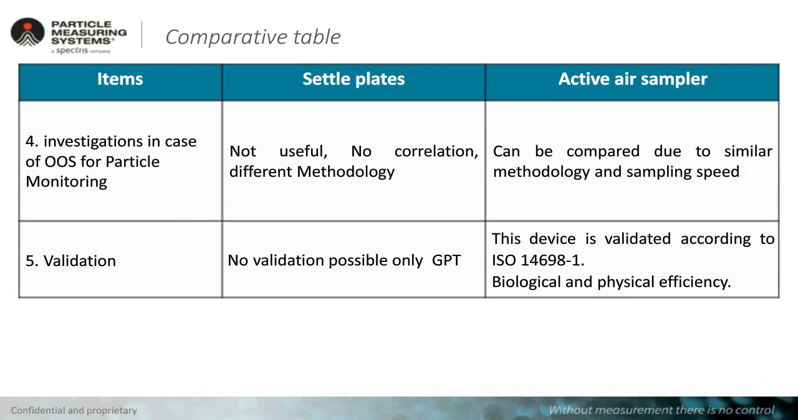Another important aspect is that you may have to investigate excursions out of specifications for the particle monitoring side of things, just for the particle testing that you're doing in continuous and critical areas. If you have excursions there, settle plates are really not useful because there is no correlation. They use a completely different methodology, but active air sampling is also a volumetric methodology that aspirates particles according to their size. They are very similar in terms of methodology and can be taken into account.